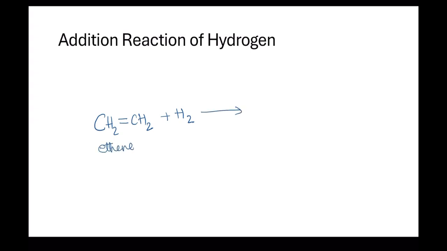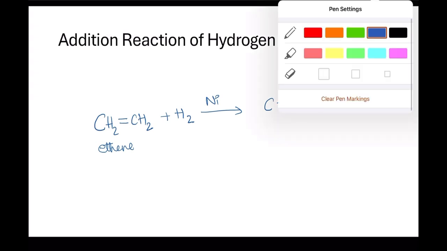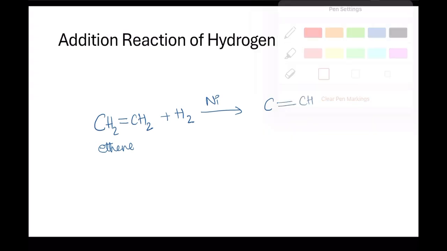And this is done in the presence of a nickel catalyst. And what happens? The hydrogen gets added onto the double bond. So this was my CH2, CH2, and this is going to break up. Sorry, just going to erase that really quick. And I'm going to change back to my pen. Okay, so this is going to break up.